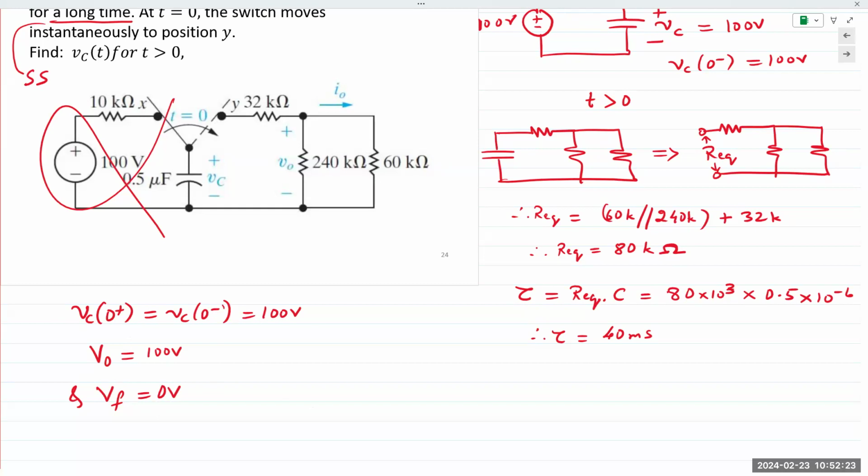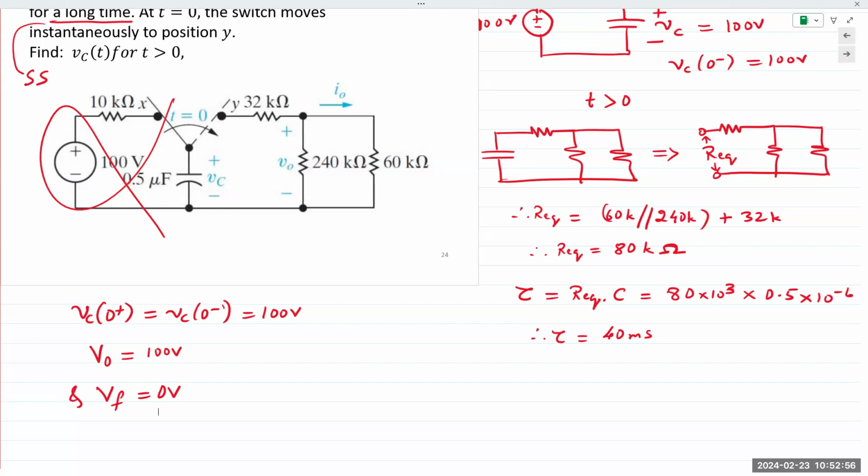My time constant is 40 milliseconds, right? So I would expect that it would reach full discharge after 5 time constants, which is 40 times 5, which is 200 milliseconds. So about 0.2 seconds. Does that make sense?